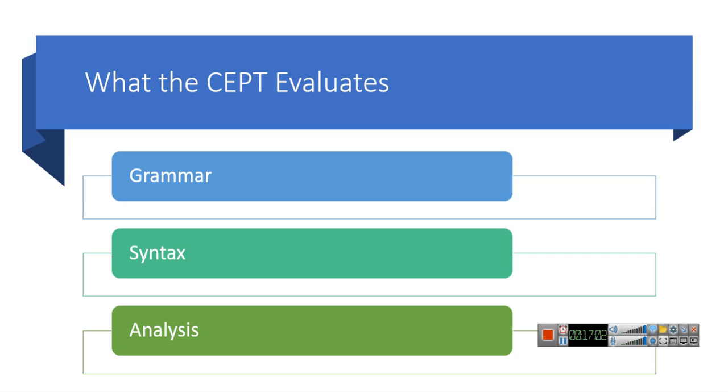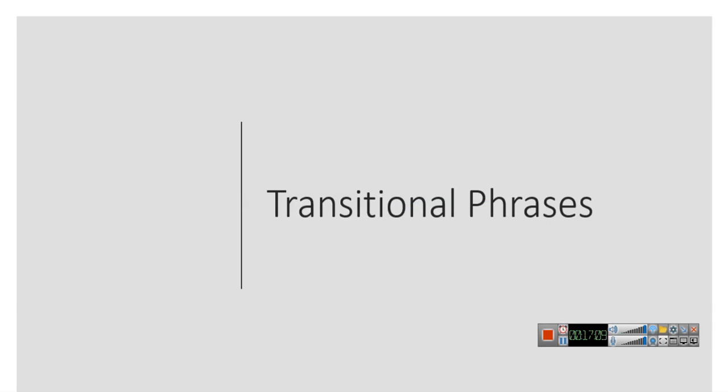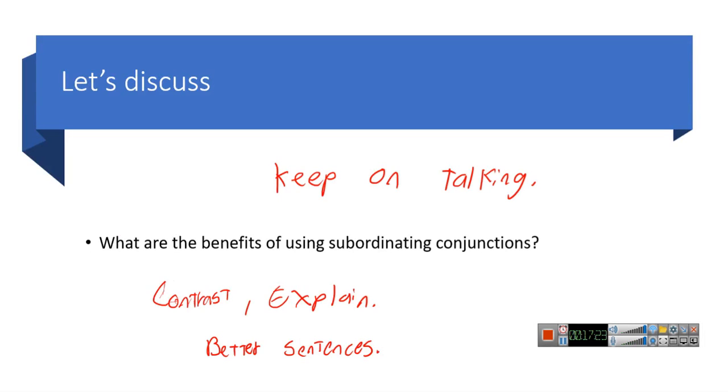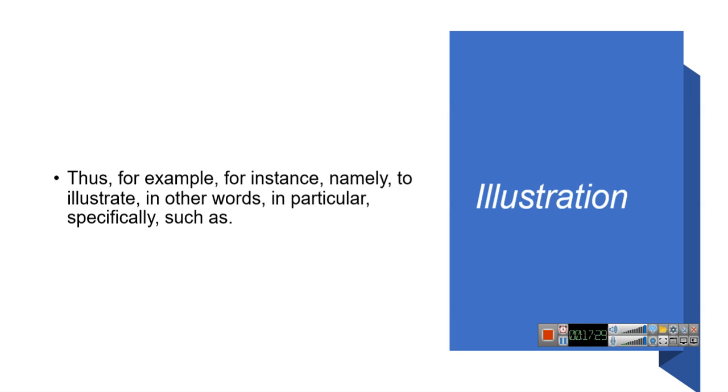That is what I want you to put your most energy on, analysis. For that, we're going to talk about transitional phrases. We talk about subordinating conjunctions because transitional phrases have similar usages. Some of the usages, they help us contrast, explain, make better sentences, and keep on talking.